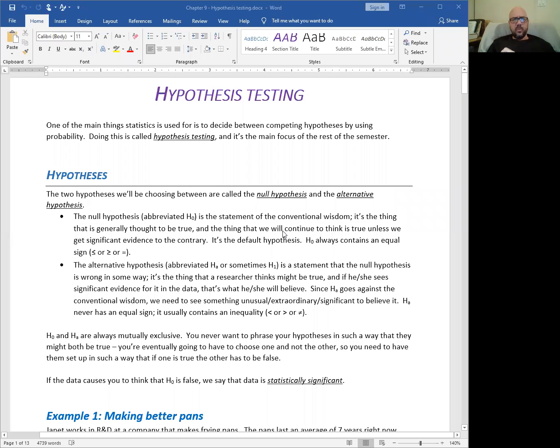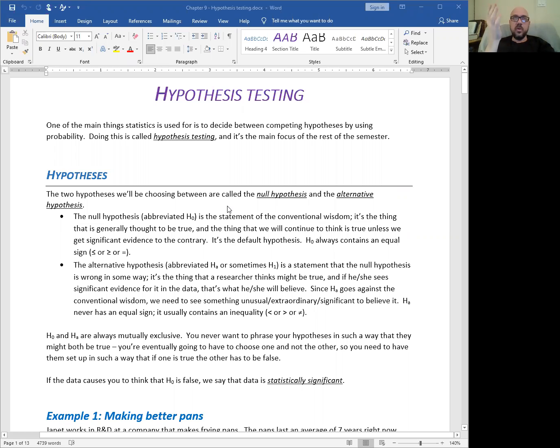So the idea of hypothesis testing is this. We're going to make a decision. This is our statistical way of making a decision, essentially. So the basic idea is this. We're going to decide between two competing ideas, two competing hypotheses. One of them called the null hypothesis, and then the other one called the alternative hypothesis.